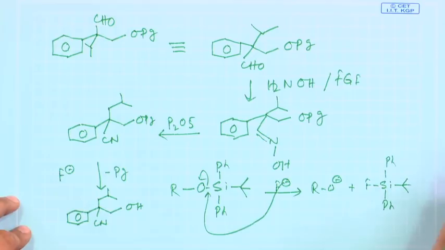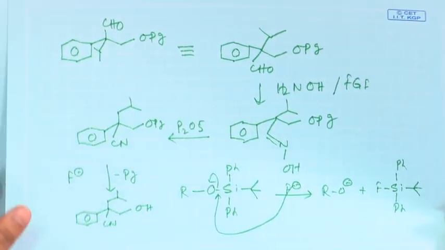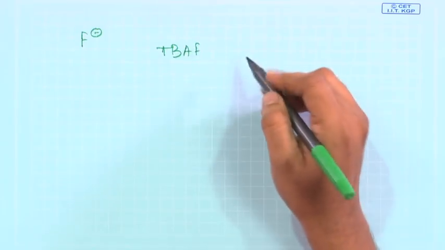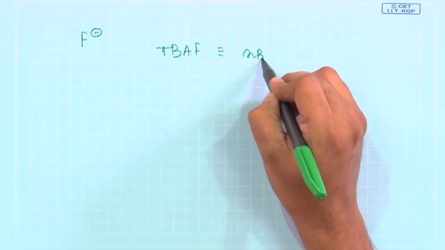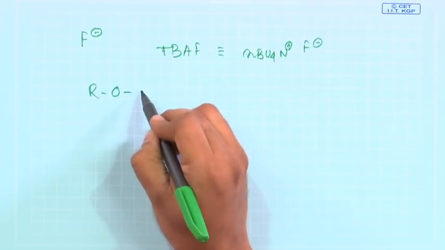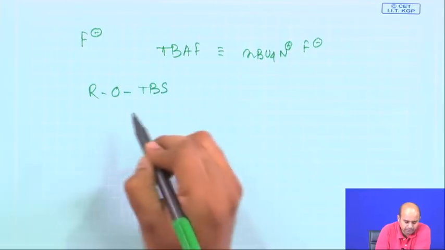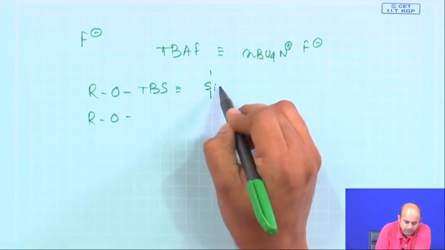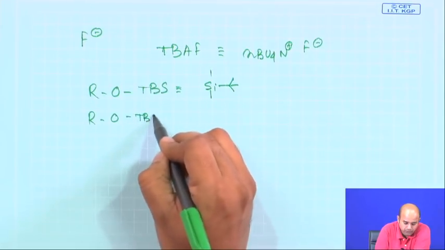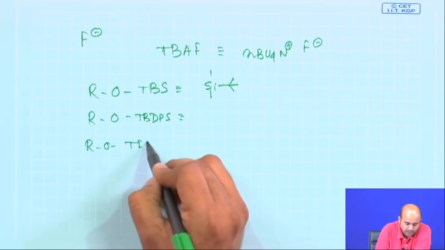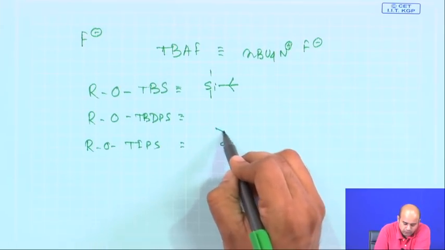Now, coming to the fluoride source, what kind of fluoride source can you think of using for silicon deprotection? The best fluoride source we will be using is TBAF, tetrabutylammonium fluoride. So, the structure is NBu4+ F-. Normally, all silicon-containing protecting groups are cleaved in this way, say RO-TBS. TBS stands for tertiary butyl dimethyl silyl. TBDPS, which we just talked about, is commonly used. RO-TIPS, TIPS stands for triisopropyl silyl.